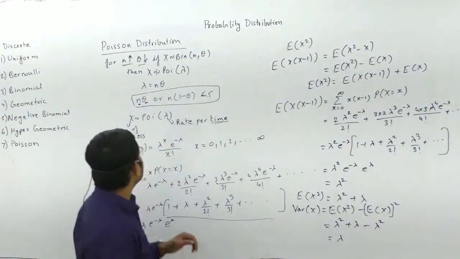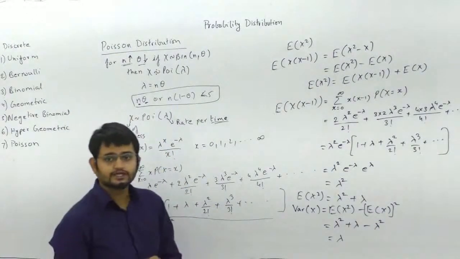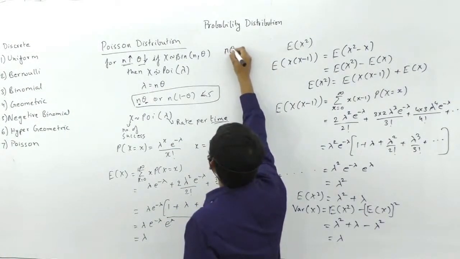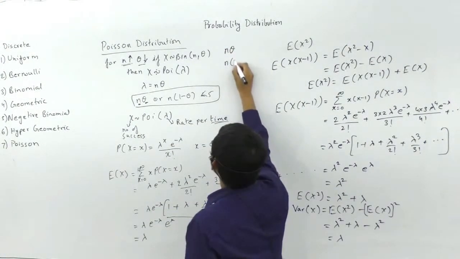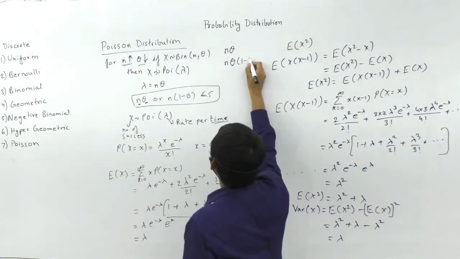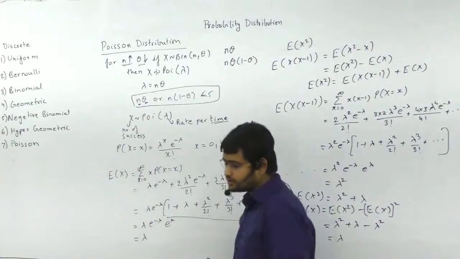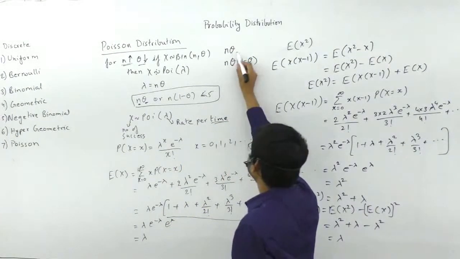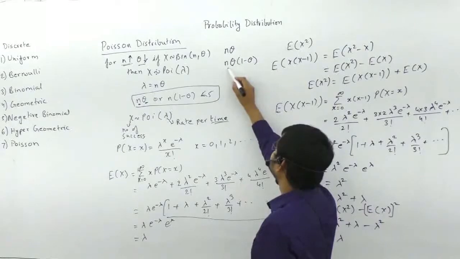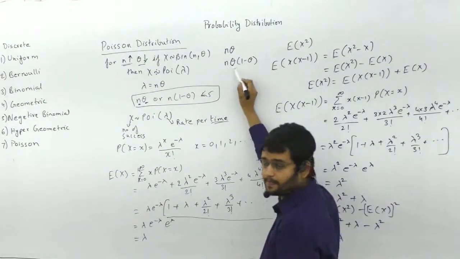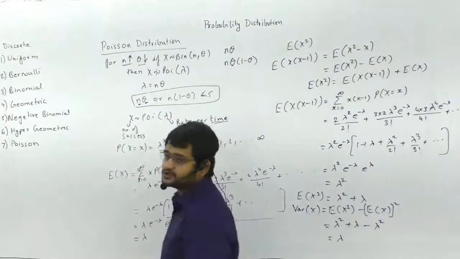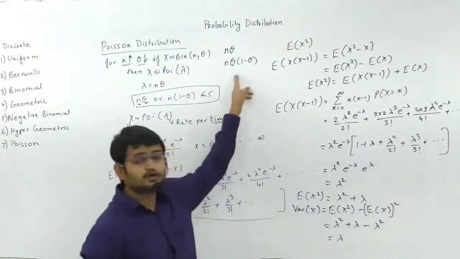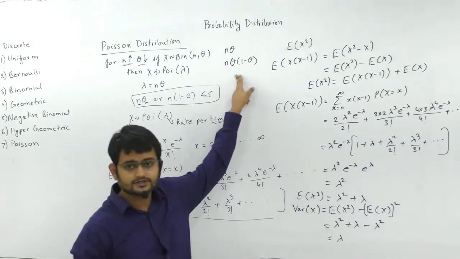Now for binomial distribution, that was not the case. For binomial distribution, the expected value was n theta and the variance was n into theta into 1 minus theta. So even if I take theta as half, you will find n theta will be half of n, and here I'll have 1/4 of n. So in binomial distribution, the expected value is not the same as the variance.